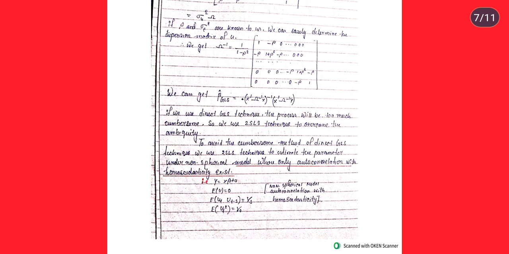If we use the direct GLS technique, the process will be too cumbersome, so we use the 2SLS technique to overcome this ambiguity. To avoid the cumbersome method of direct GLS, we use 2SLS, the two-stage least squares technique, to estimate the parameters in a non-spherical model where only autocorrelation with homoscedasticity exists. Here we use not the GLS but the 2SLS, to avoid the cumbersome method.